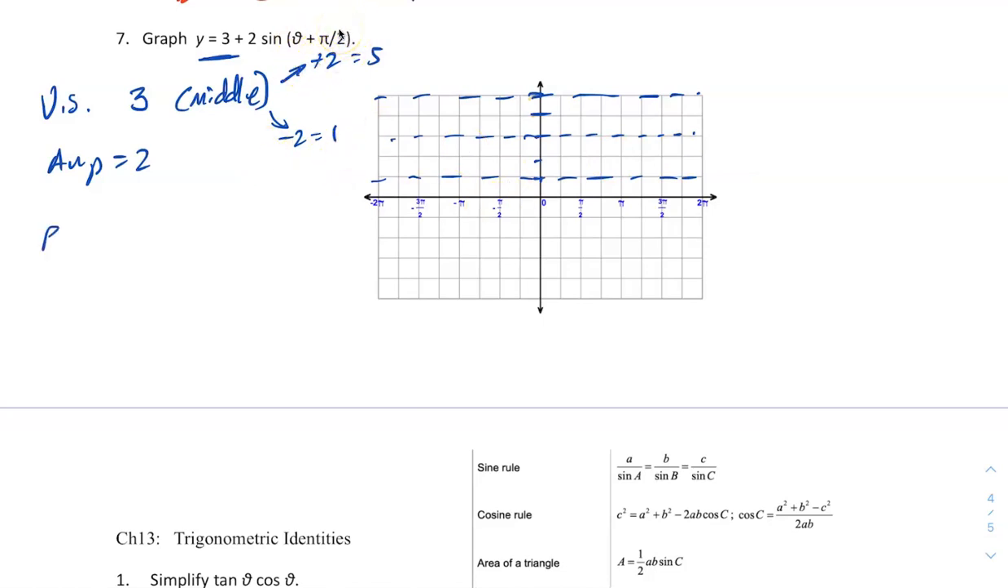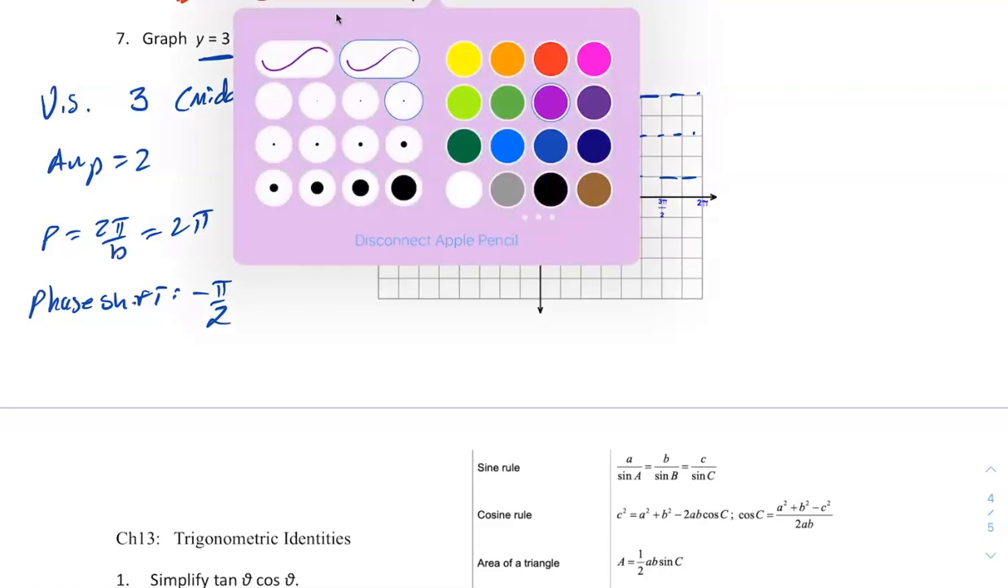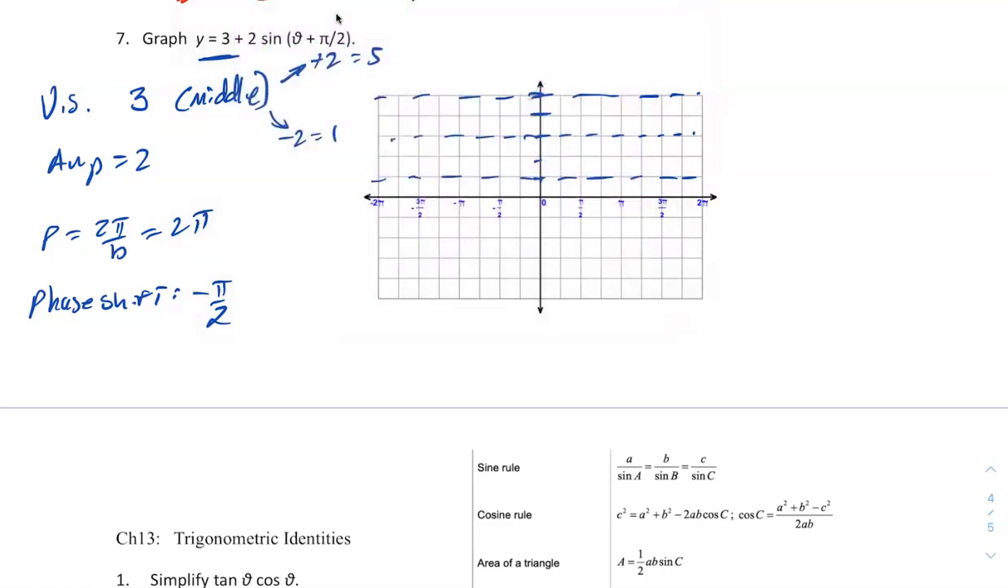Or let's talk about the period first. Period is 2 pi over b. There's no b in this case, so just 2 pi. Phase shift, how much to move left and right. And it's the opposite, so it's going to be negative pi over 2, sorry. So that's where we're starting. Let me do a different pen. I'm gonna start at negative pi over 2. We're starting right here.